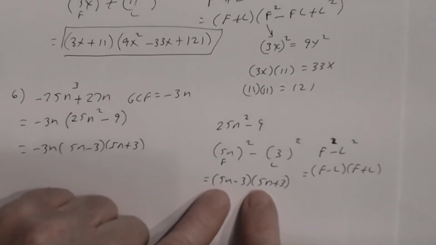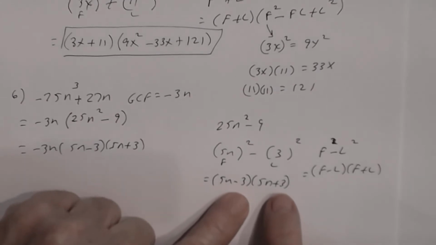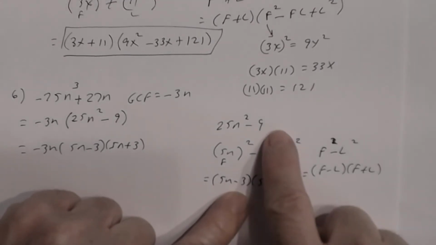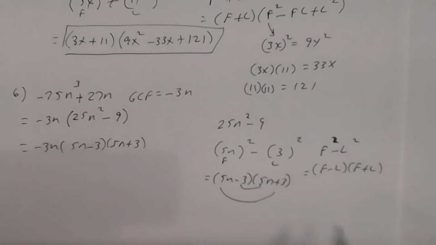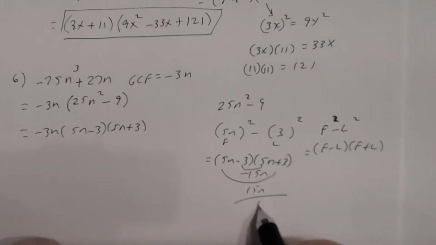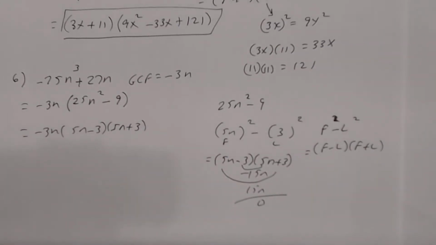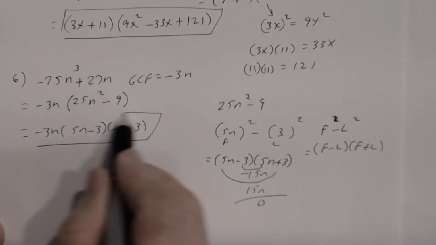So for example, if you FOIL it, 5n times 5n is 25n squared. A negative 3 times a positive 3 is a negative 9. And when you do the outer and the inner, they should cancel out because you don't have an n term here. So notice that you get 15n and negative 15n. Those are opposites. When you add them up, you get 0. Okay? All right, so that was number 6.